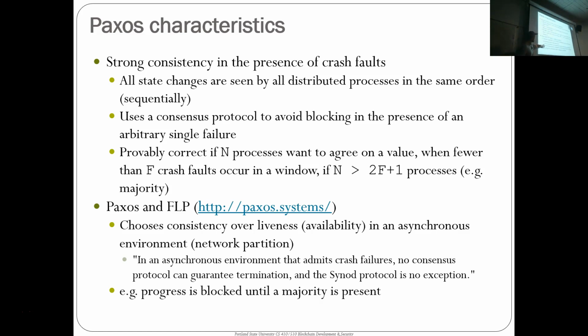This is a quote from that site that talks about the FLP impossibility result, and their choice is to always choose consistency over liveness. And this makes sense, right? Because if I have a file stored in my bucket and because of your replication system it loses its consistency, that service is useless to me, right? I would much rather be disconnected from my bucket than for you to corrupt my data on the back end, okay? So the progress is blocked until a majority is present. And hopefully that makes sense to you intuitively.